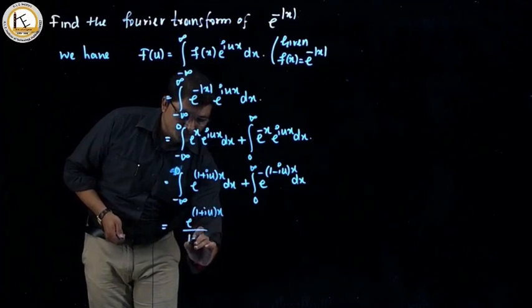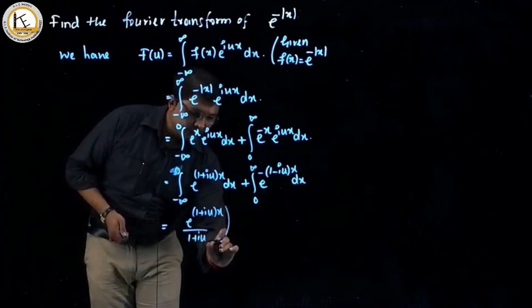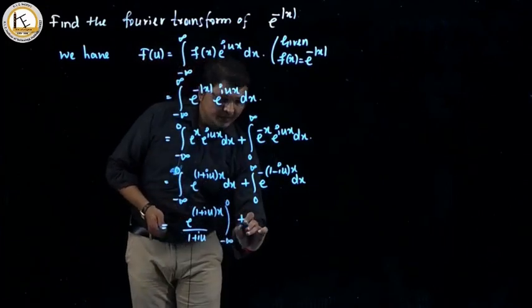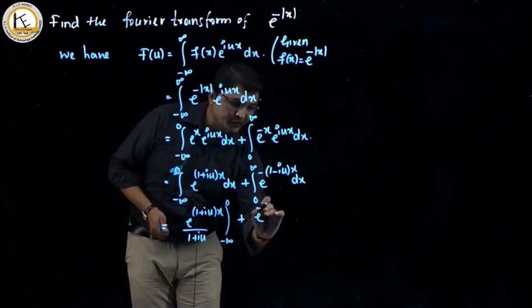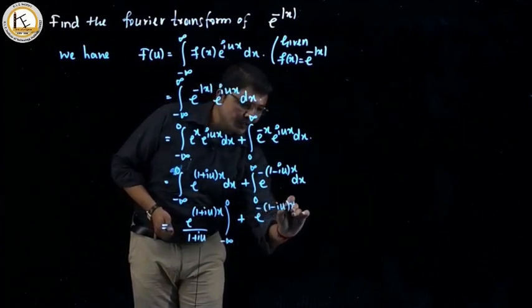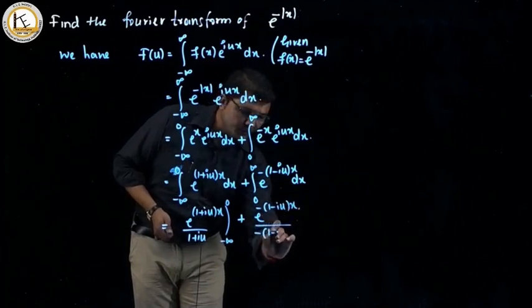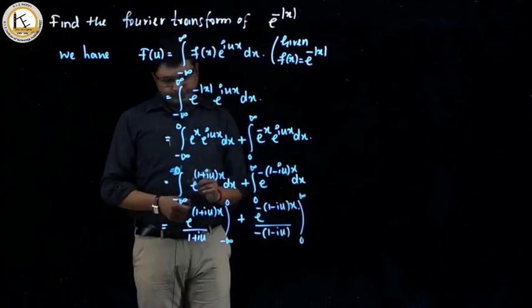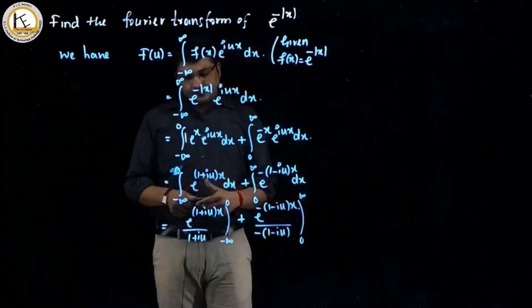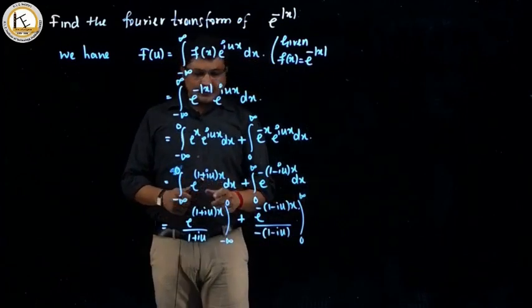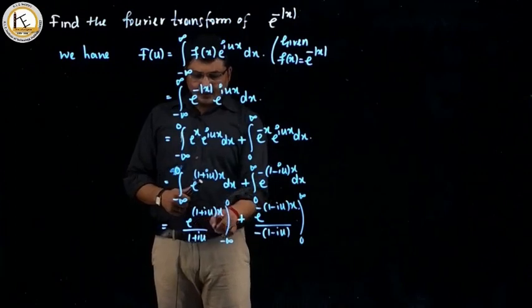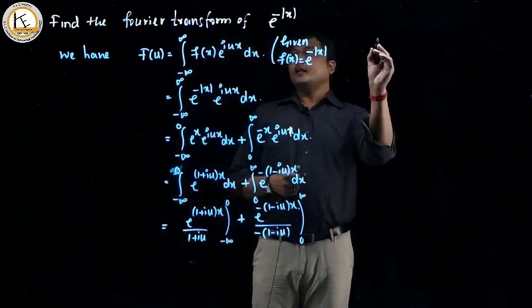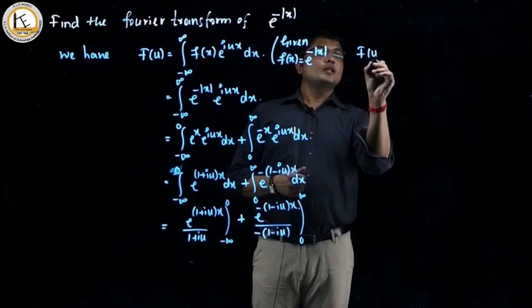Now evaluating both the integrals, and since we know that integration of e raised to ax will be e raised to ax by a, therefore integration of this will be e raised to 1 plus iu x divided by 1 plus iu, applying the limit minus infinity to 0 here, plus here also integration e raised to minus of 1 minus iu x divided by minus of 1 minus iu, applying the limits 0 to infinity.